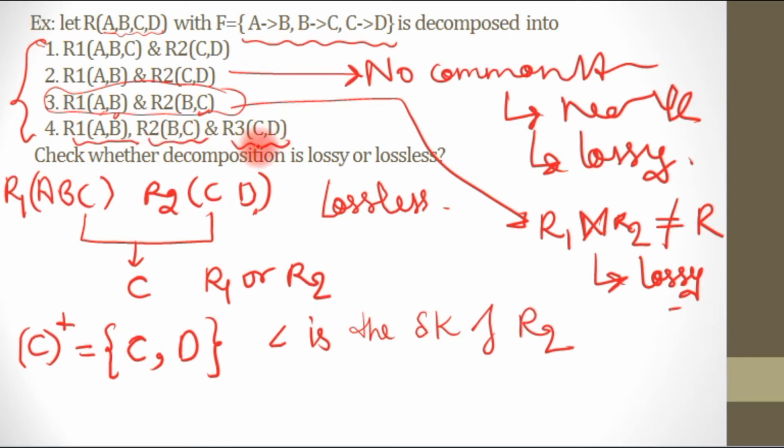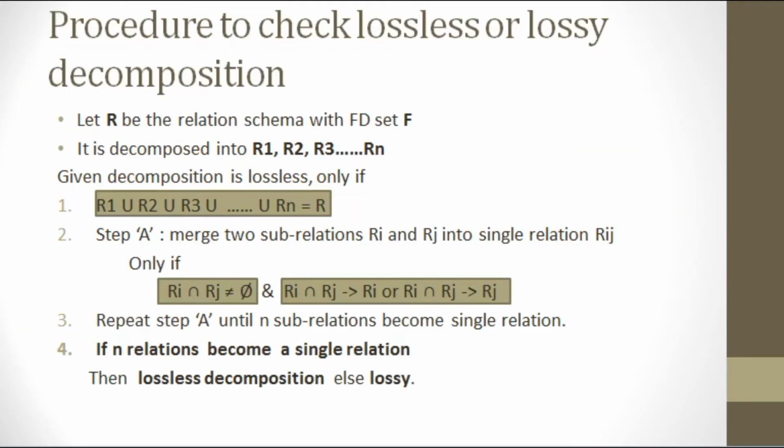So to check whether decomposition is lossy or lossless, we have some rules. So let's see these rules. The procedure to check lossless or lossy decomposition: let R be the relation schema with FD set F, and it is decomposed into R1, R2, R3 and so on. The given decomposition is lossless only if R1 union R2 union R3 is equal to R.